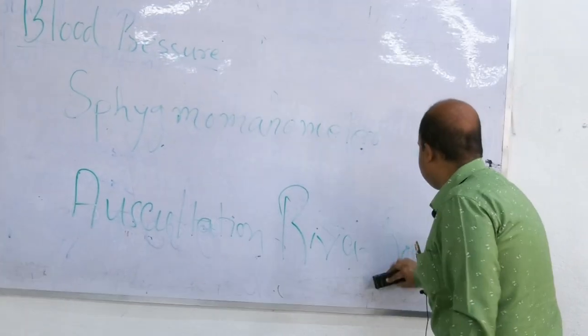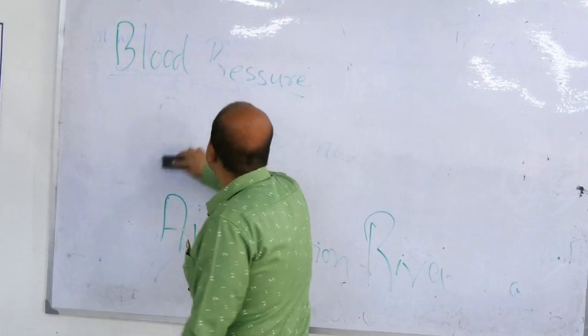Inspection, palpation, percussion and auscultation. Auscultation is when you are using the stethoscope for any clinical examination, not only in blood pressure. Now blood pressure measurement will require 2 of these 4, palpation and auscultation. Just by inspection, by looking at, blood pressure measurement is not possible. So palpation and auscultation. Palpation is P-A-L-P-A-T-I-O-N.